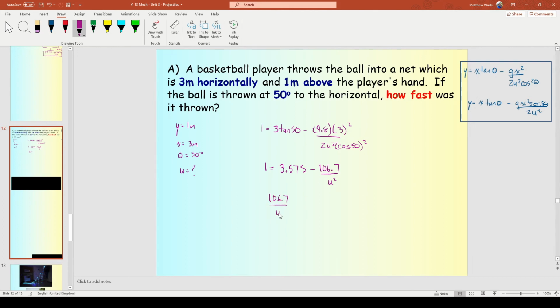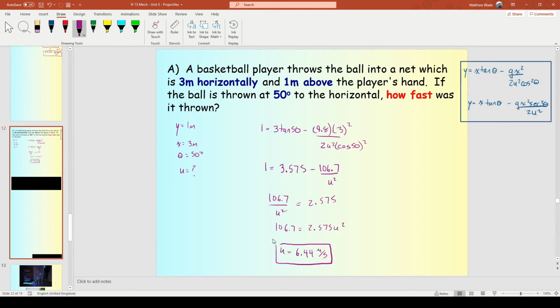Right then, let's do some rearranging. 106.7 over u squared, so I'm moving it to the left, and let's move the 1 to the right. Equals 2.575, because that's 3.575 take away 1, which means that 106.7 equals 2.575 u squared, and here we go. u then is equal to the square root of 106.7 over 2.575, equals 6.44 to 3 sig fig. 6.44 meters per second as the initial projection speed. That should be the final answer.